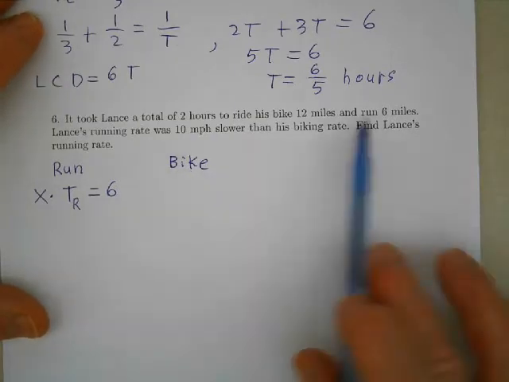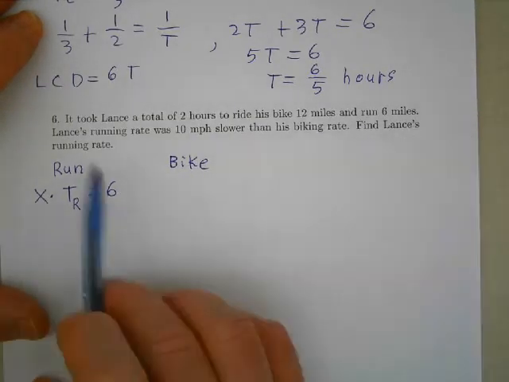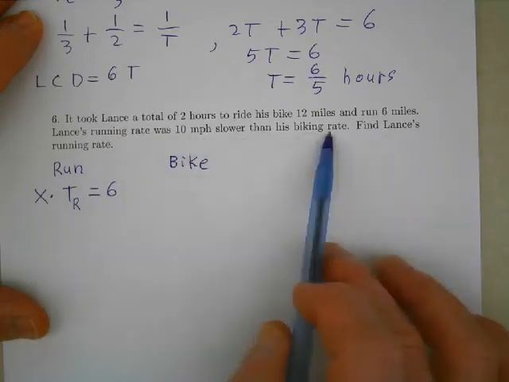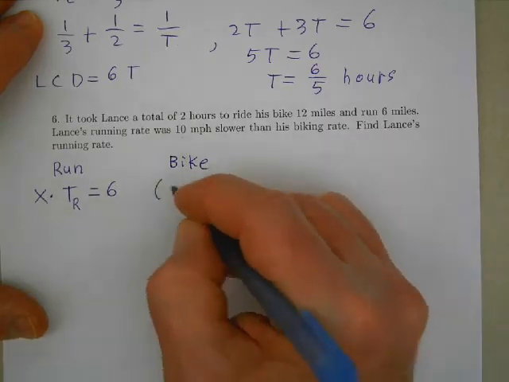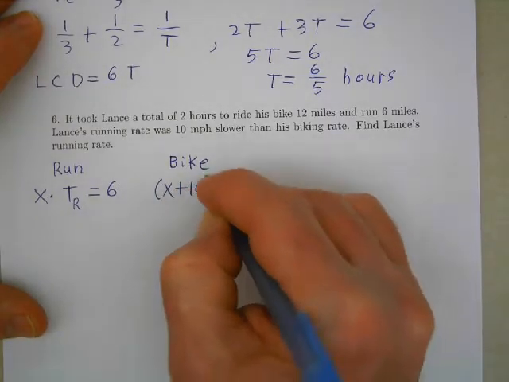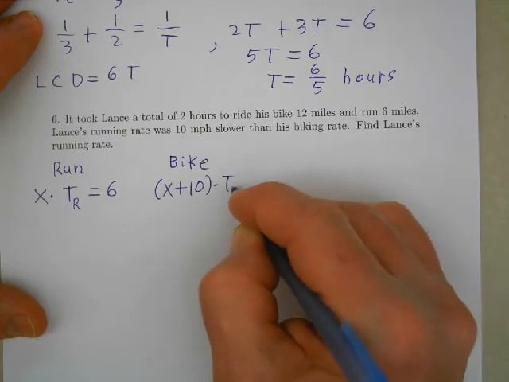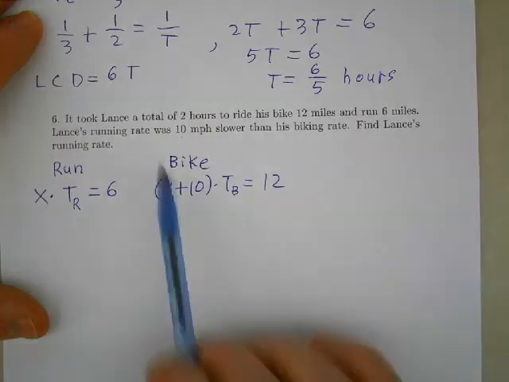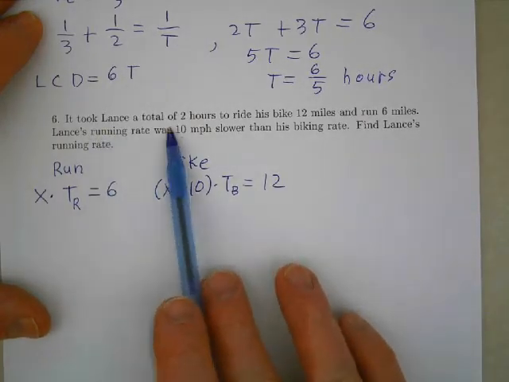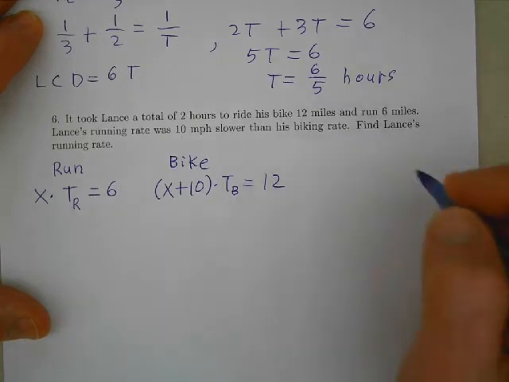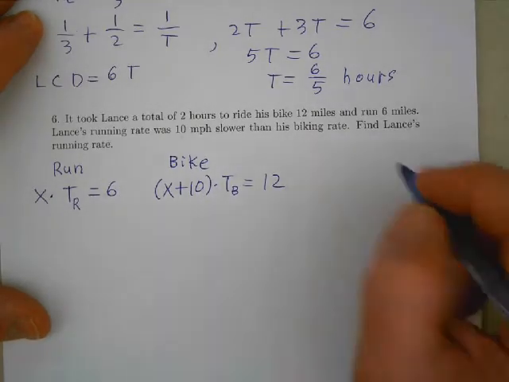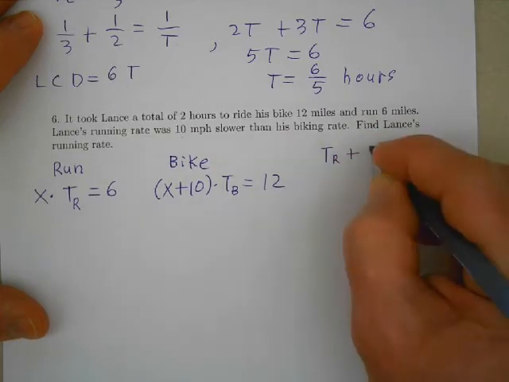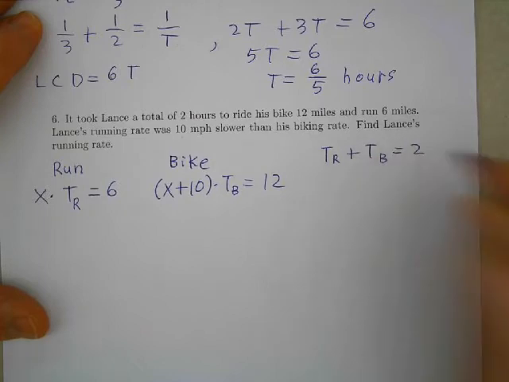Lance biked a distance of 12 miles, and we're told that Lance's running rate was 10 miles per hour slower than his biking rate. So the biking rate is represented by x plus 10 miles per hour, and t sub b is the amount of time that it took him to bike 12 miles. Okay, in the first part of the first sentence, we're told that the total amount of time to ride the bike 12 miles and run 6 miles was 2 hours. So that means t sub r plus t sub b is 2.